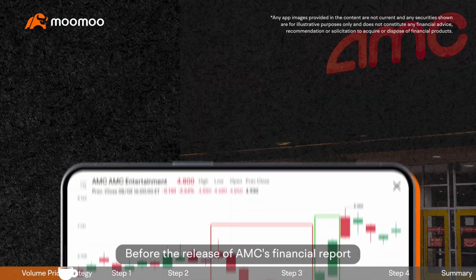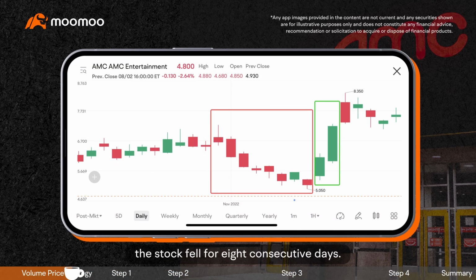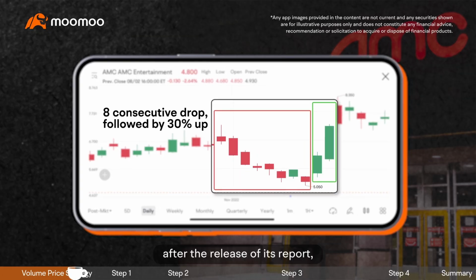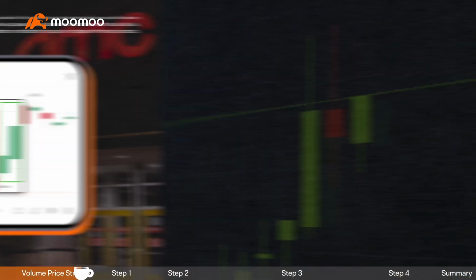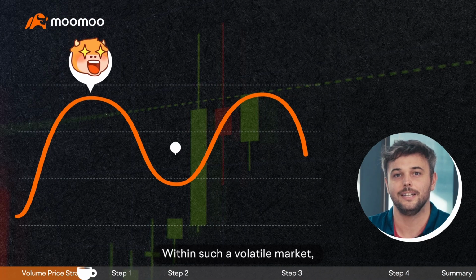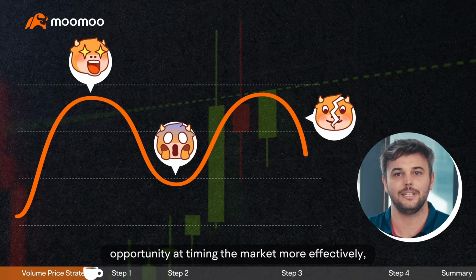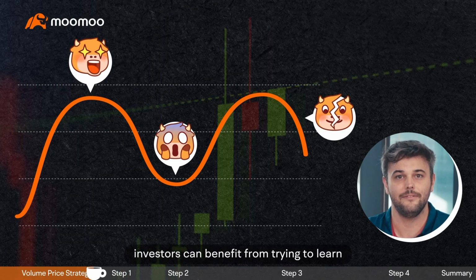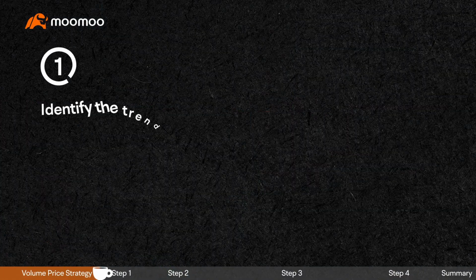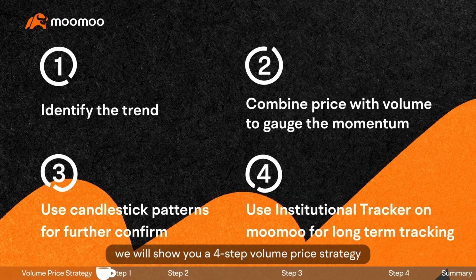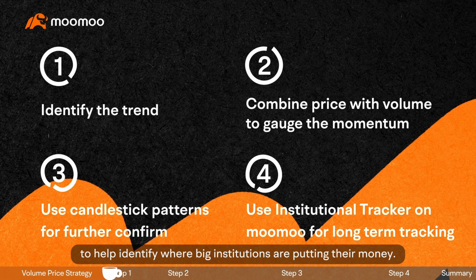Before the release of AMC's financial report at the end of 2022, the stock fell for 8 consecutive days. But, like Meta, after the release of its report, it rose more than 30% in the following 2 days. Within such a volatile market, investors can easily fail to catch the momentum. To give themselves a better opportunity at timing the market more effectively, investors can benefit from trying to learn where the institutions are investing. In this video, we will show you a 4-step volume price strategy to help identify where big institutions are putting their money.